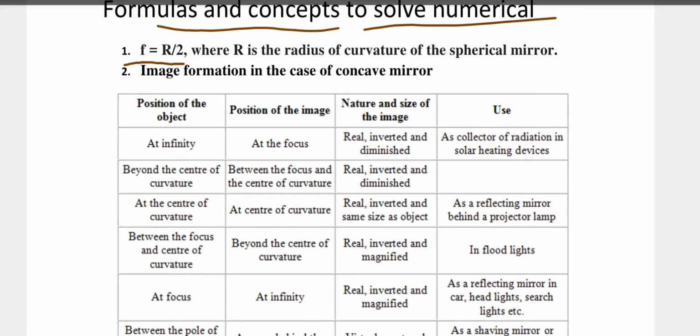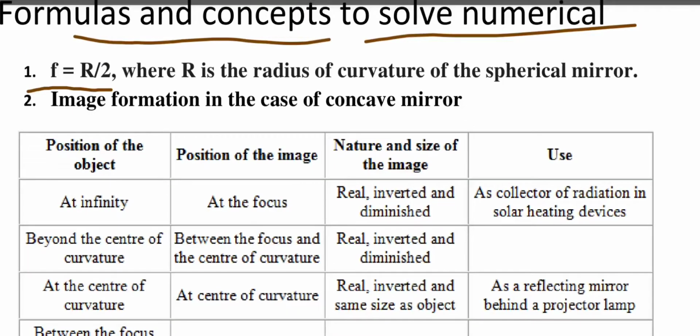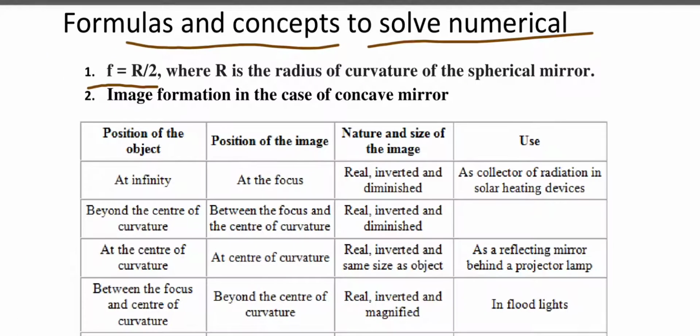So f is equal to r by 2. We studied this in the first concepts itself, the relationship between focal length and radius of curvature. F is equal to r by 2 is the formula. If they give the focal length or the radius of curvature, we can find the other. Here f is the focal length and r is the radius of curvature of the spherical mirror. If they ask for the relationship between focal length and radius, you can write f is equal to r by 2.